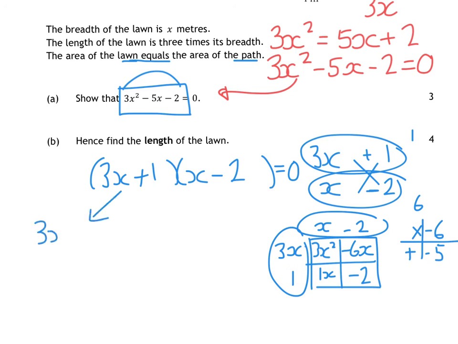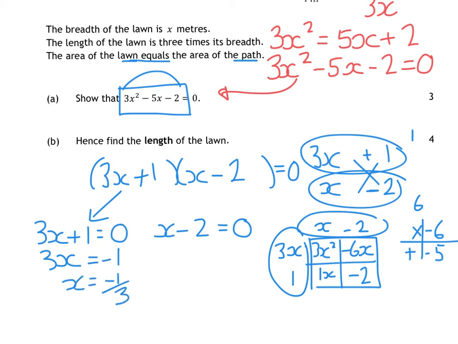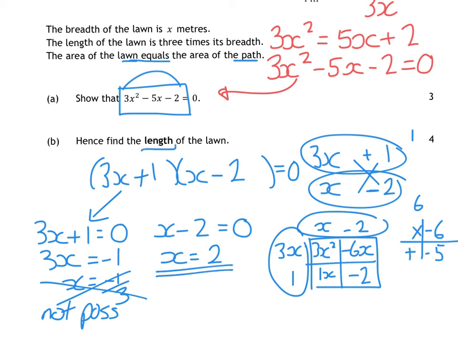You then split it into 2 equations. That gives you 3x equals minus 1, so x equals minus 1/3. And this one gives you x equals 2. Now x was a length, so you can't have a negative length, so we discard that one, that's not possible. So x equals 2, but the question wanted the length of the lawn. So the length, remember, was 3x. So the length was 3 times 2, which was 6. So final answer, length is 6 metres.